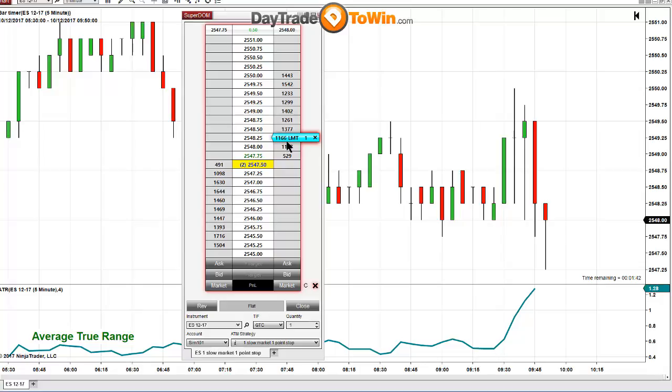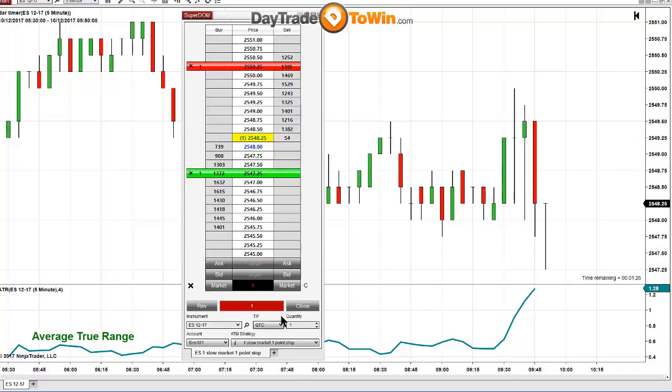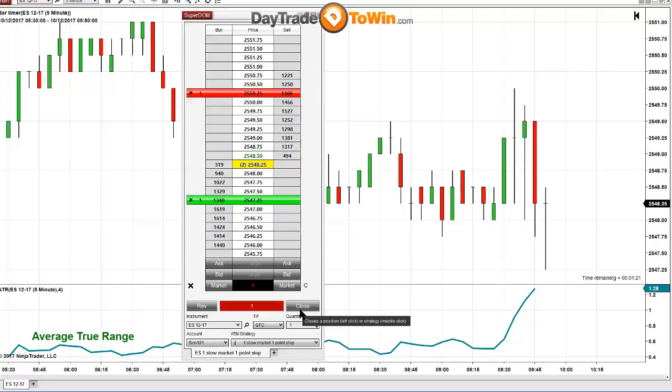So be very careful not to move your limit orders until you're really ready to get in or get out, or really force a fill. As soon as you place this limit order below where it's trading, you're going to get filled. So be very careful not to move these limit orders around, because you're putting yourself at the back of the line.